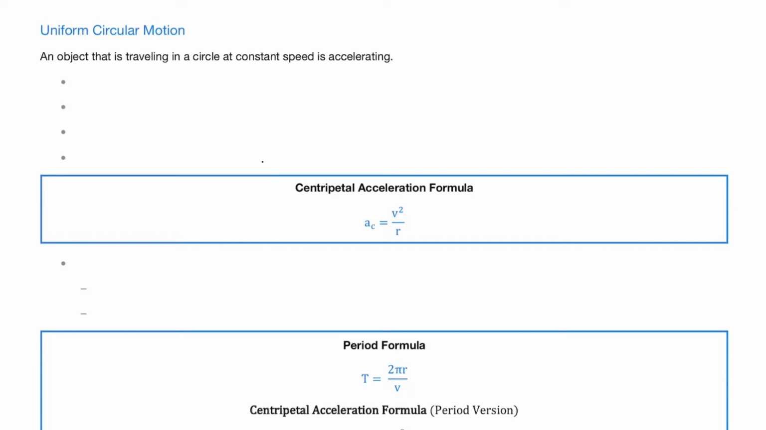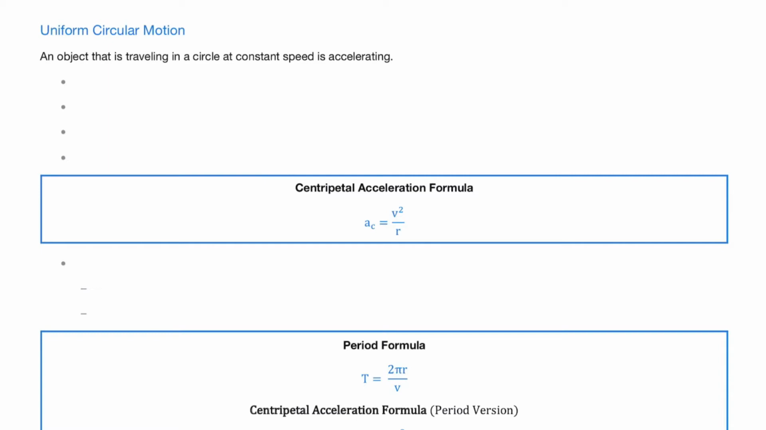In this section, we're going to cover uniform circular motion. Uniform circular motion just means an object that is traveling in a circle at constant speed. The uniform part has to do with the constant speed, and the circular motion part has to do with, obviously, traveling in a circle. As discussed in the unit on vectors, an object that is traveling in a circle is accelerating all the time. That's because the direction of its velocity is constantly changing, even if its speed is not changing. We'll see that in just a second.